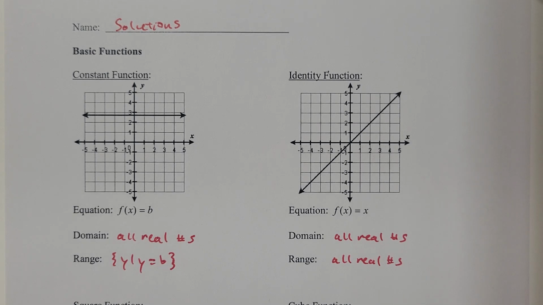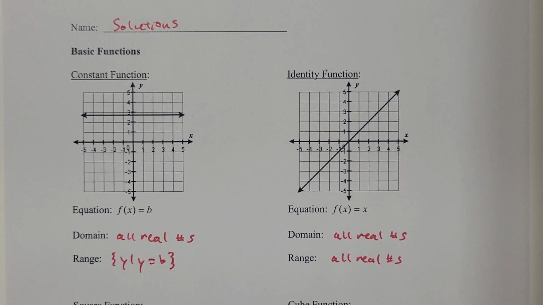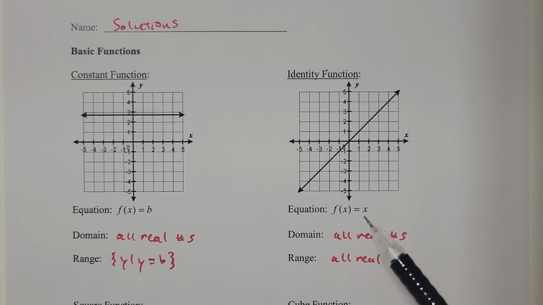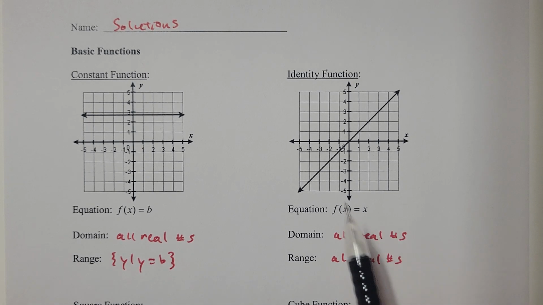The next curve to know is the identity function. The identity function is a line flowing through quadrants 1 and 3, and it has the equation y equals x. Remember, y and f of x mean the same thing. So if we use function notation, f of x equals x, that means the same thing as y equals x. Here's the graph of the identity function.